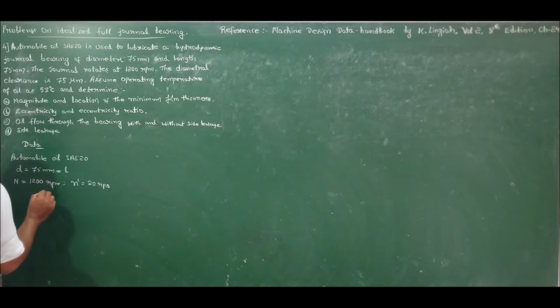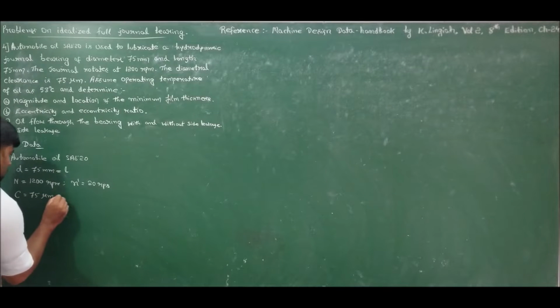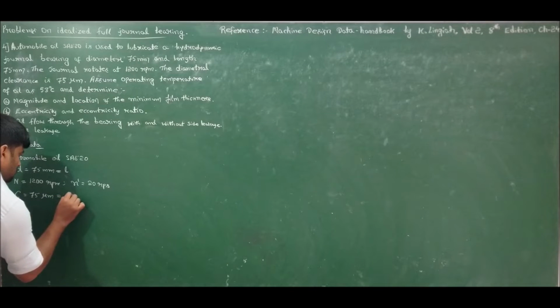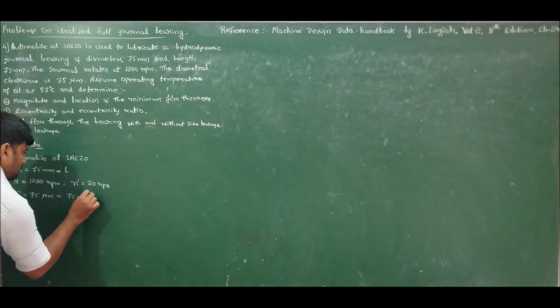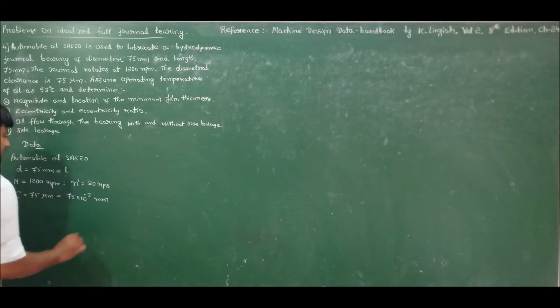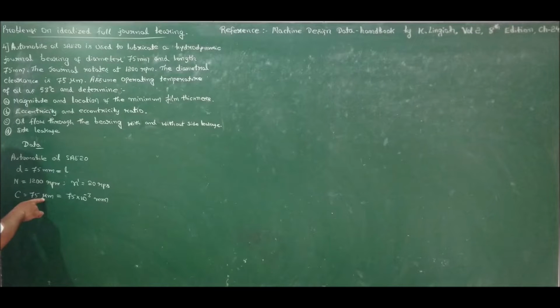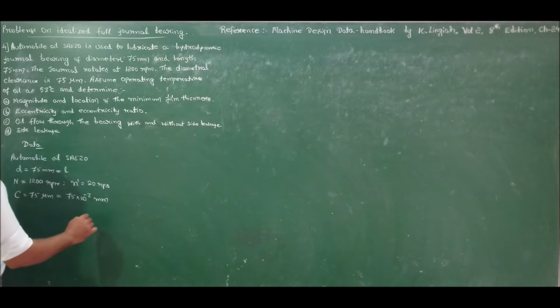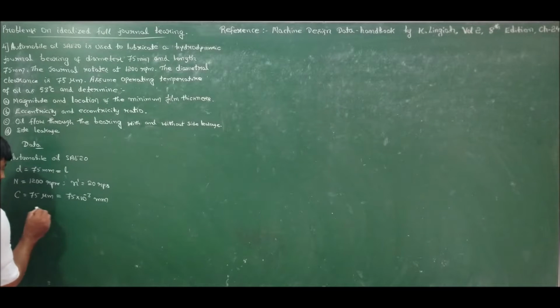The diametral clearance, capital C, is 75 micron meter, which is nothing but 75 into 10 to the power of minus 3 millimeter. So micron meter refers to 10 to the power of minus 6 meters. I am taking 10 power minus 3, and the remaining 10 power minus 3 meters can be written as millimeter. The operating temperature is given as 53 degrees Celsius.